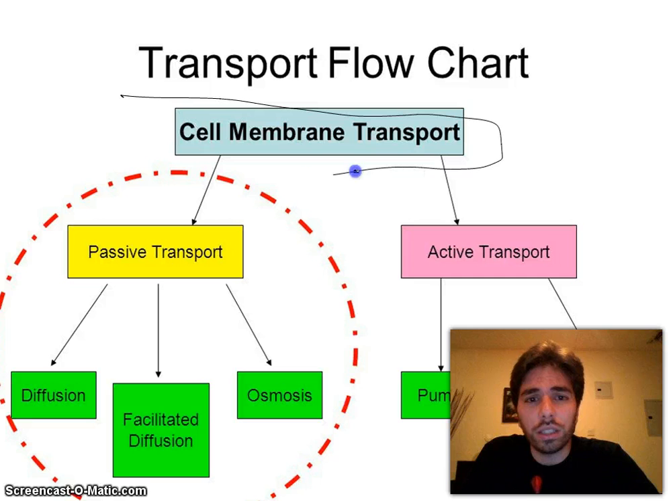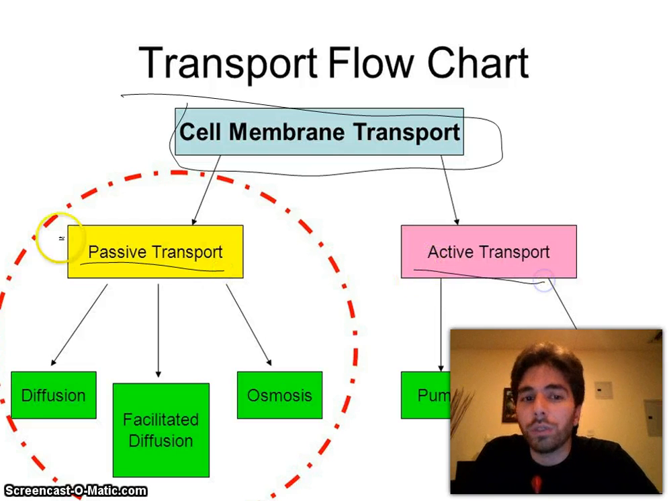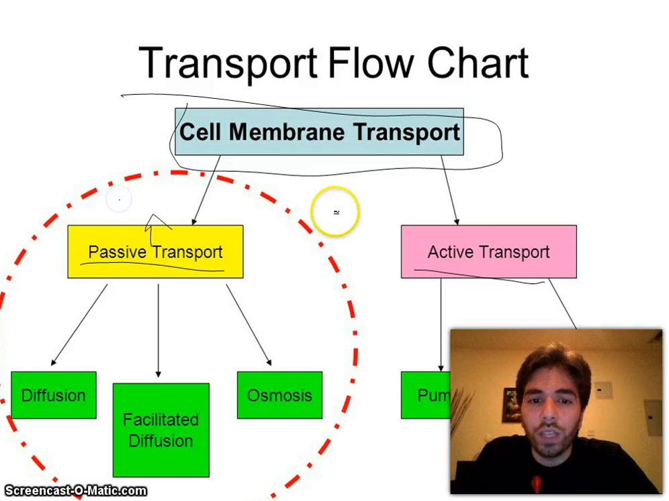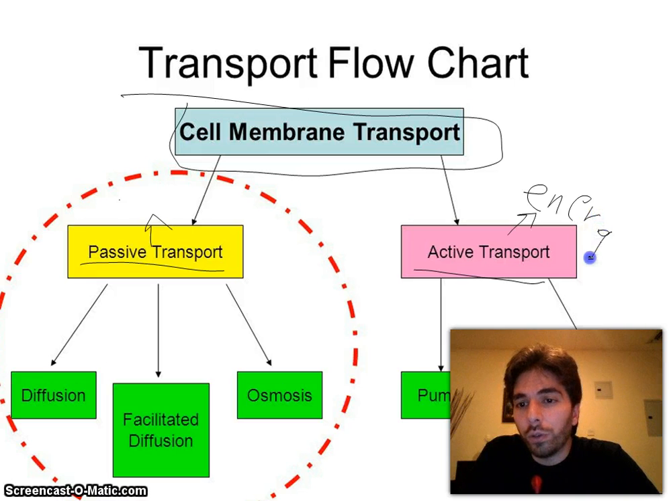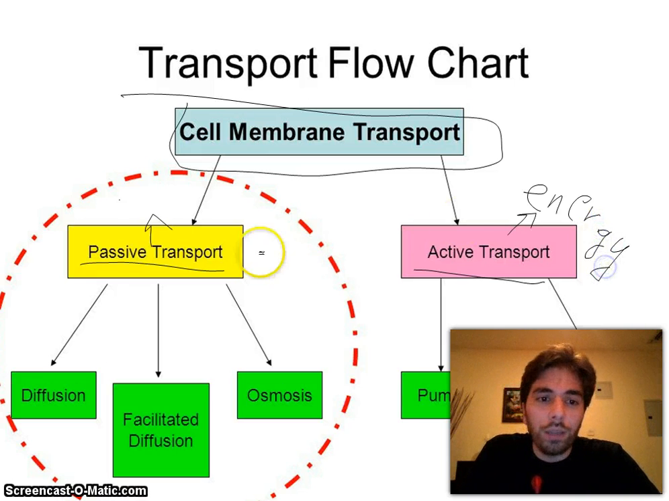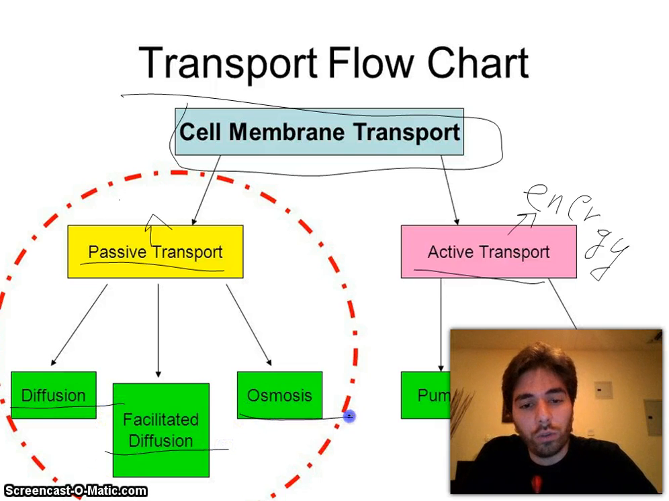Now when it comes to cell transport, there are two types: either passive transport or active transport. Passive transport does not require energy, but active transport will require energy in the form, of course, of ATP. In passive transport, we can find diffusion, facilitated diffusion, and osmosis.